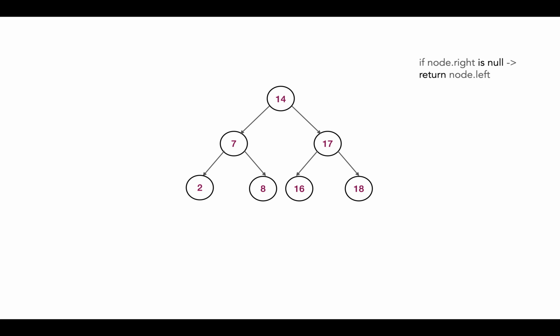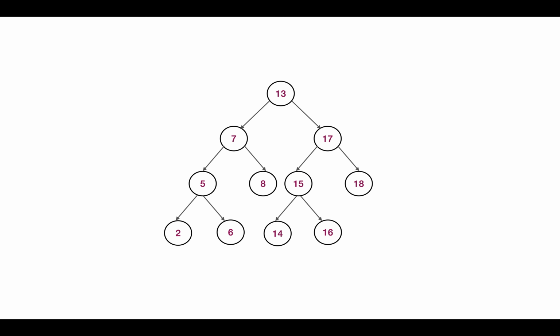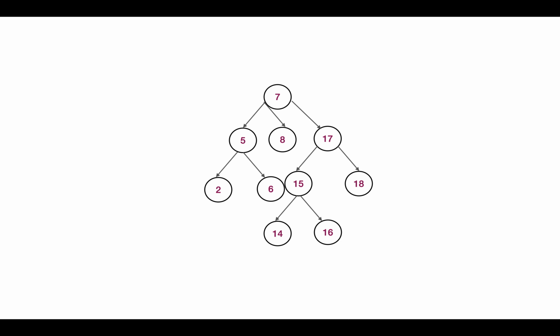Now the third case is when the node to be deleted has both right and left children. The first two cases were pretty straightforward, but this case is a bit tricky. Suppose in this tree we want to delete this 13. 13 is a root node. In this case, you cannot replace 13 with any of its direct children, because the child is itself a tree. It also has two nodes attached to it. There is no possibility we can do it this way.